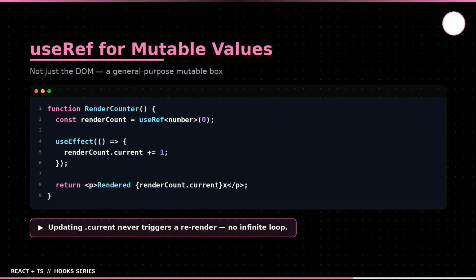7. useRef for mutable values, not just the DOM. Here's the part that surprises people. useRef isn't only for DOM elements. It's really a general-purpose box that holds a mutable value across renders, and updating it does not cause a re-render, unlike useState. function RenderCounter() { const renderCount = useRef<number>(0); useEffect(() => { renderCount.current += 1; }); return <p>This component has rendered {renderCount.current} times</p>. Compare this to useState. If we used useState here instead, every increment would trigger another render, which would trigger another increment. Infinite loop. Because refs don't trigger re-renders, we can safely track things like counts, previous values, or timer IDs, without side effects on the render cycle itself.